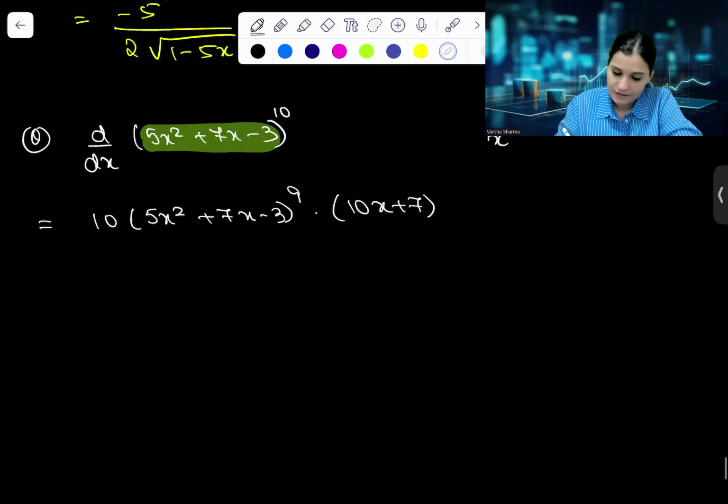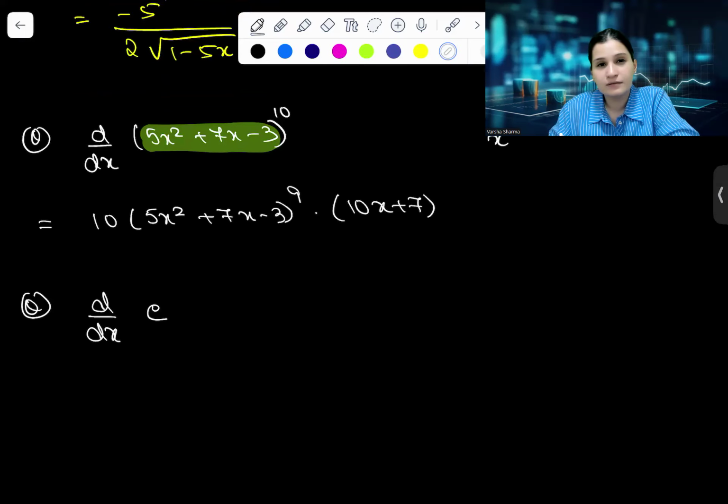Yes, ma'am. Try the differentiation. Ma'am, can we take the 10 to the front and then multiply it and then differentiate? How can we take 10 to the front? Only from the power, from the logarithm, we can bring it to the front. Otherwise, how will you bring it to the front? Okay?